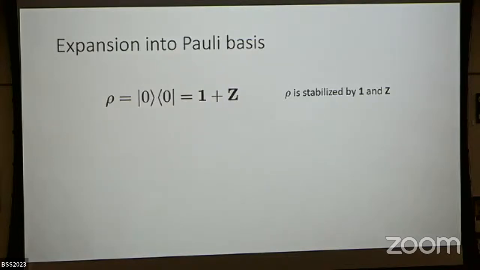Okay, so these are some basic requirements for a good measure of magic. So I'll walk you through one example of a measure of magic that's actually quite intuitive. First we'll start with an expansion of a density matrix into the Pauli basis. So we take this matrix, say we just have the state 0. I can write it down as the sum of the identity and the Pauli Z. And we say that this density matrix rho is stabilized by I and Z. So this is the language of how we would talk about this.